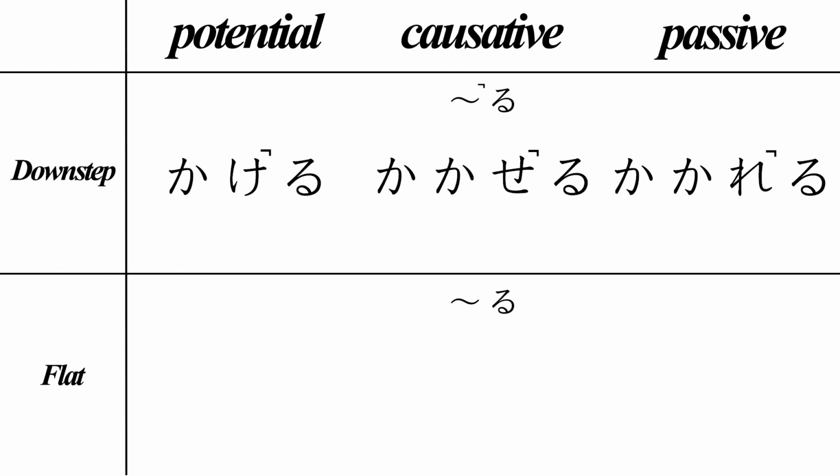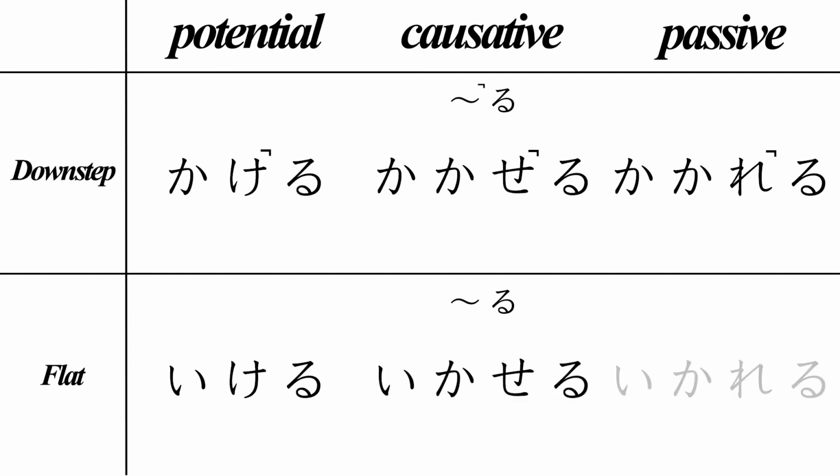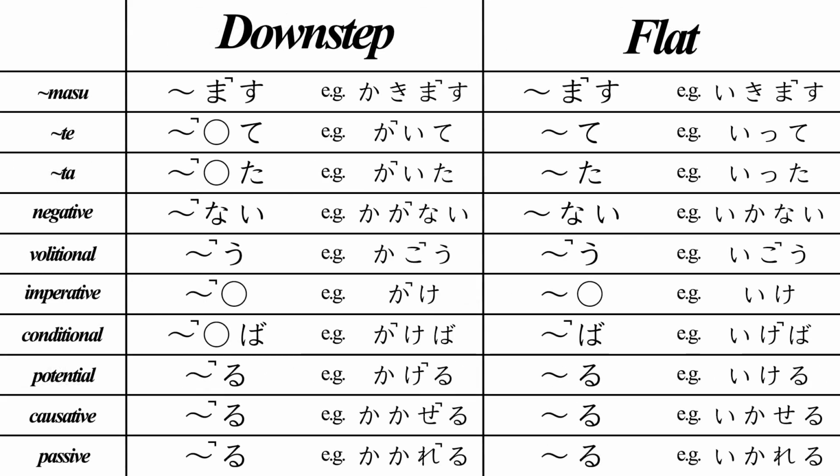In the flat type verbs, even if they turn into these three forms, they have no accent. For example, iku turns into ikeru in the potential form, ikaseru in the causative form, and ikareru in the passive form. Ikeru, ikaseru, ikareru. Here's the summary.